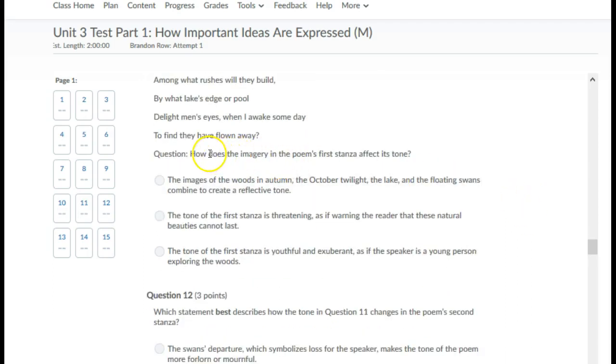Here's your question. How does the imagery in the poem's first stanza affect its tone? The image of the woods in autumn, the October twilight, the lake, and the floating swans combine to create a reflective tone. The tone of the first stanza is threatening, as if warning the reader that these natural beauties cannot last. The tone of the first stanza is youthful and exuberant, as if the speaker is a young person exploring the woods.